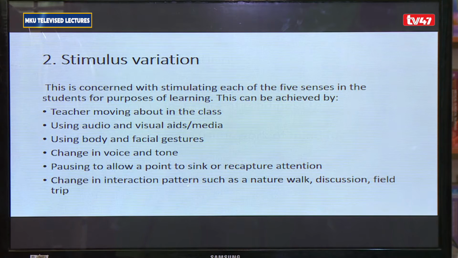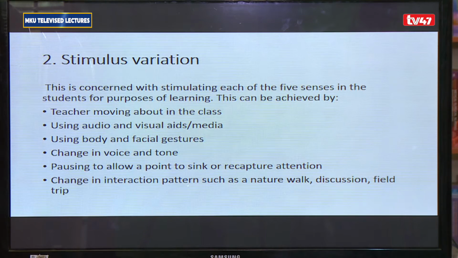So set induction, remember, before we move on to the next one, basically means introducing your lesson using various means. All of them are focused at the attention of the student before you start the lesson. During the lesson now, the skill that a teacher is encouraged to practice is stimulus variation. Stimulus variation is concerned with stimulating each of the 5 senses in the students for purposes of learning.